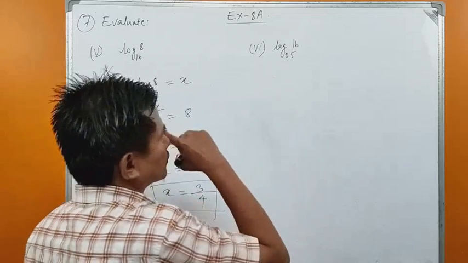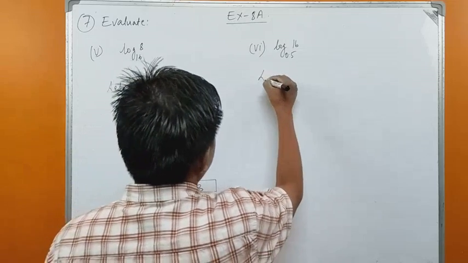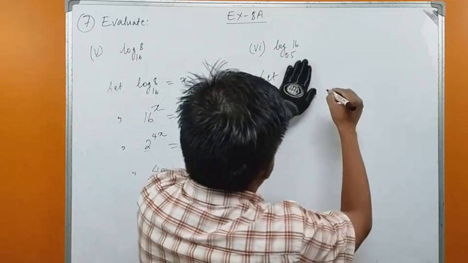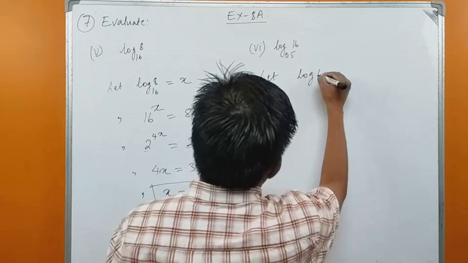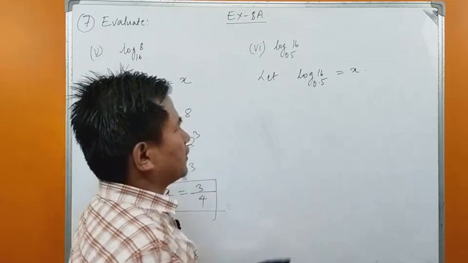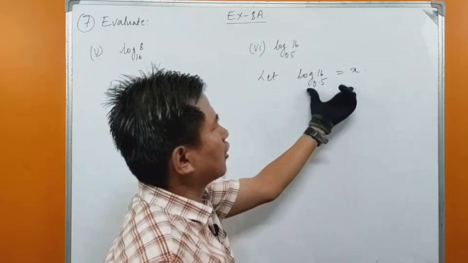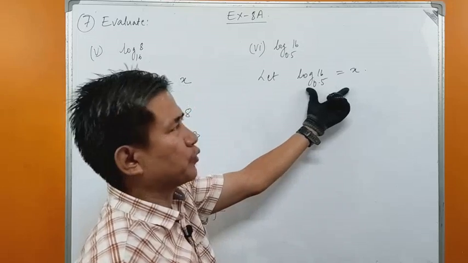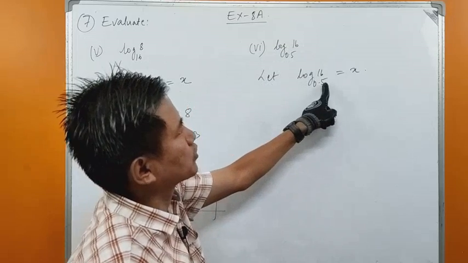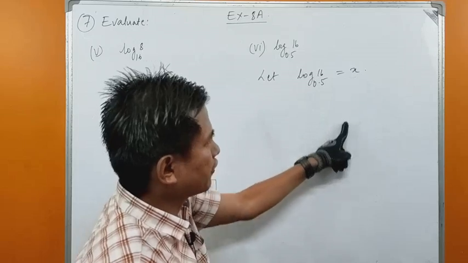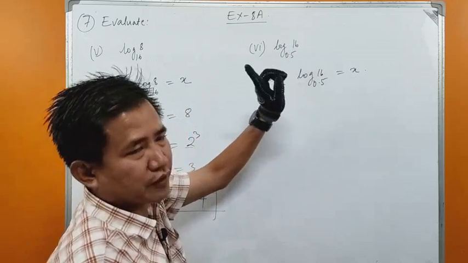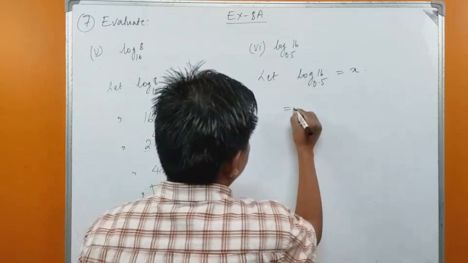Now let us solve this as well. So let us suppose this also. Let log 16 to the base 0.5 equals to x. Now this is in logarithmic form. We change this into exponential form. Log 16 to the base 0.5, we suppose this to be x. Now we will find the value of x, and x will be the log 16 to the base 0.5, isn't it?